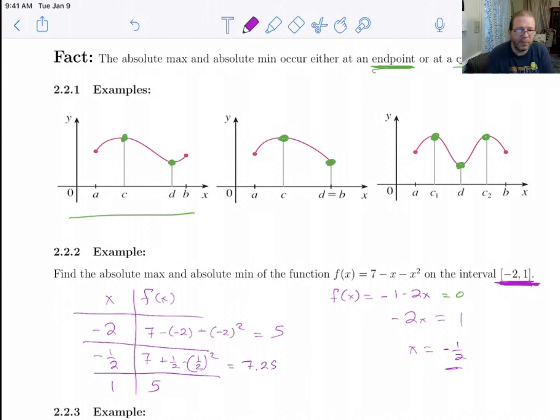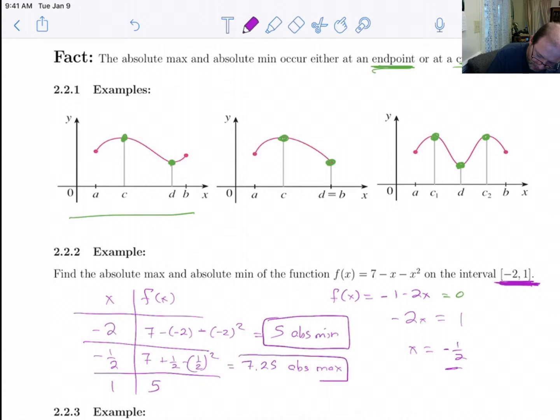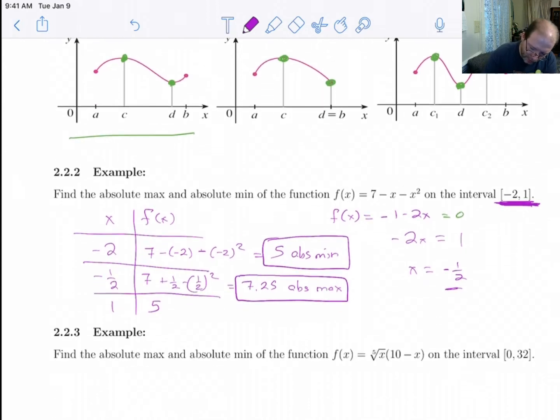So the absolute max of this function is going to be 7.25, and the absolute min is going to be 5. Now, how do we write that? You could write it like this. But notice that that 5 occurred twice. So this is one way you could write your answer.